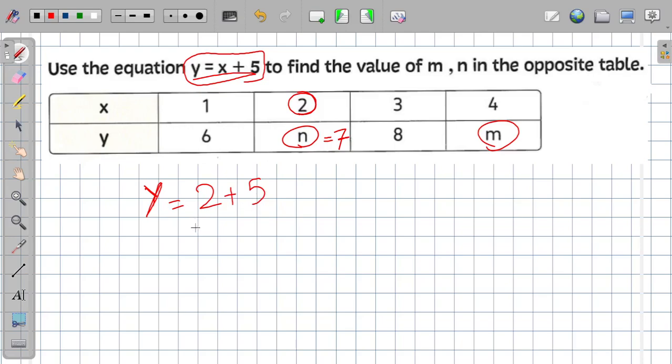Here I have x equals 4. So I can substitute x by 4. So I have y equals 4 plus 5. 4 plus 5 equals 9. So m equals 9.